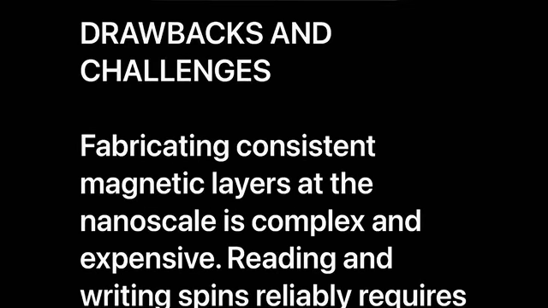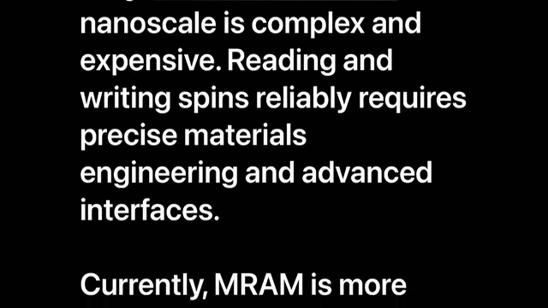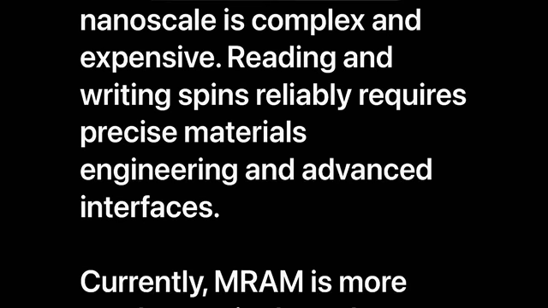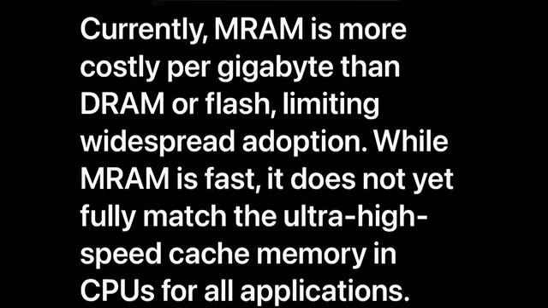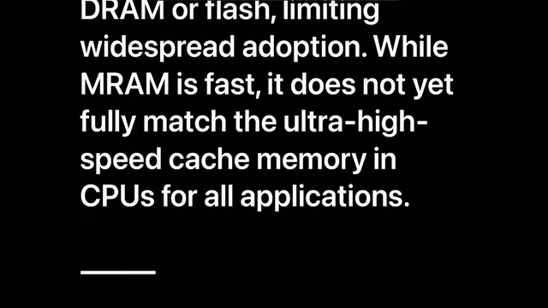Drawbacks and challenges. Fabricating consistent magnetic layers at the nanoscale is complex and expensive. Reading and writing spins reliably requires precise materials engineering and advanced interfaces. Currently, MRAM is more costly per gigabyte than DRAM or flash, limiting widespread adoption. While MRAM is fast, it does not yet fully match the ultra-high-speed cache memory in CPUs for all applications.